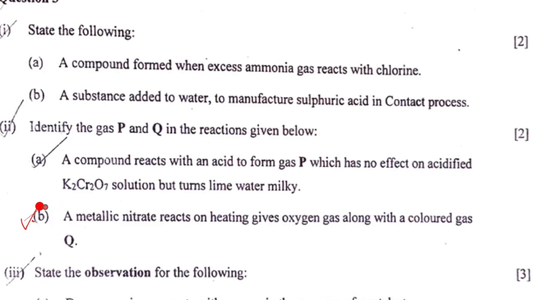Question 3b. A metallic nitrate on heating gives oxygen gas along with the colored gas Q. So which colored gas will be liberated by a nitrate? Won't it be nitrogen dioxide? So you will write Q, which is nitrogen dioxide.